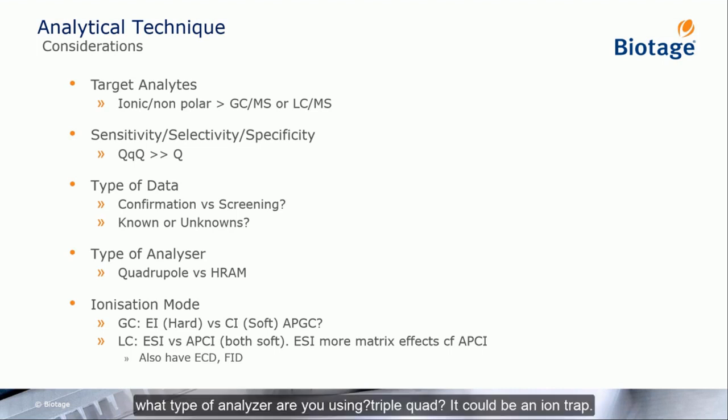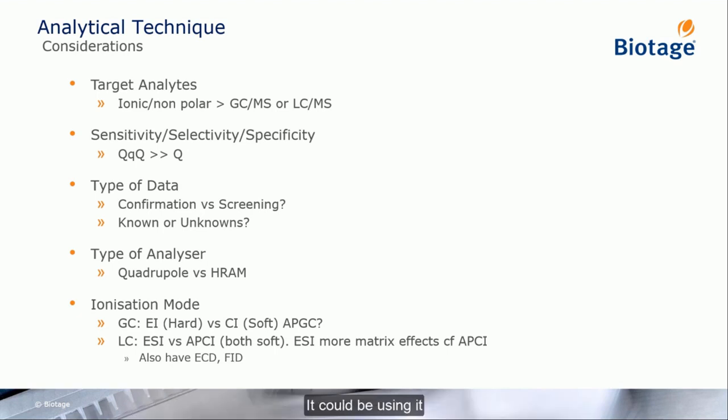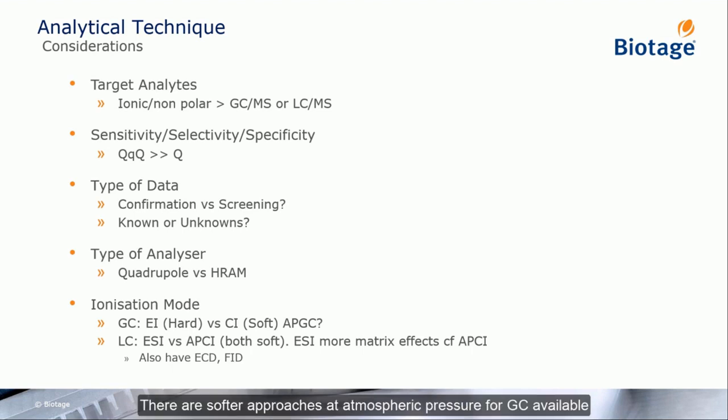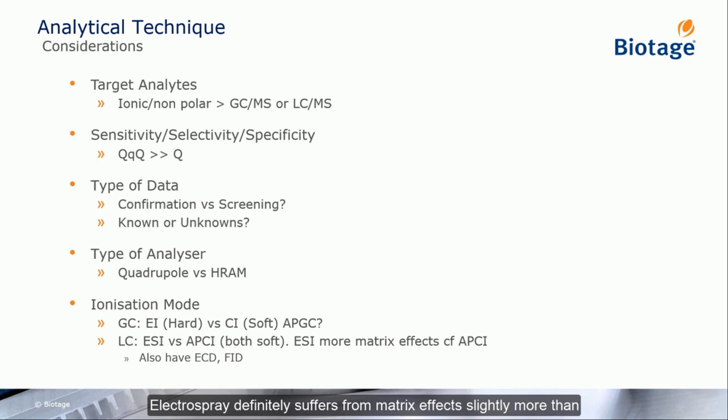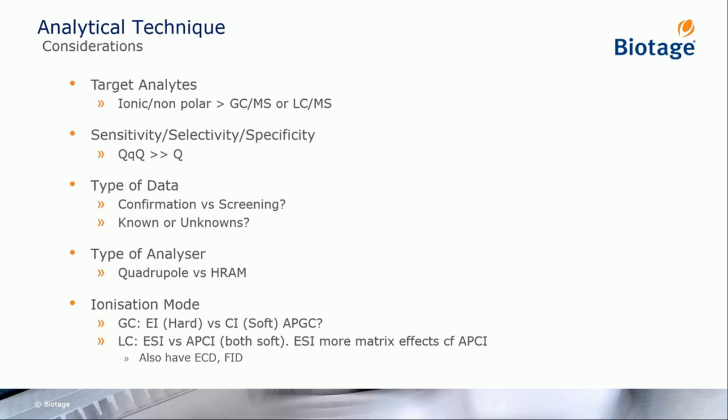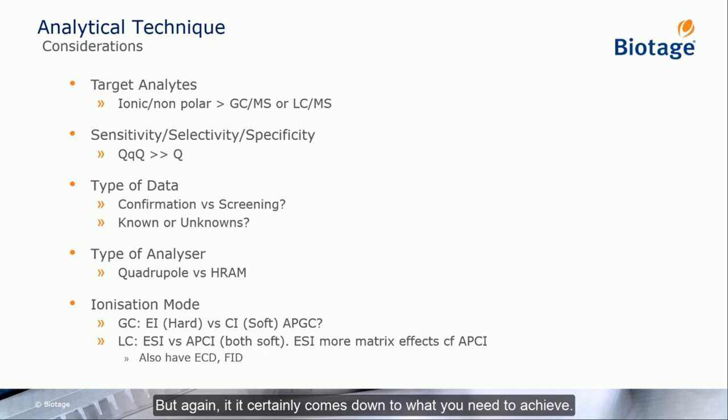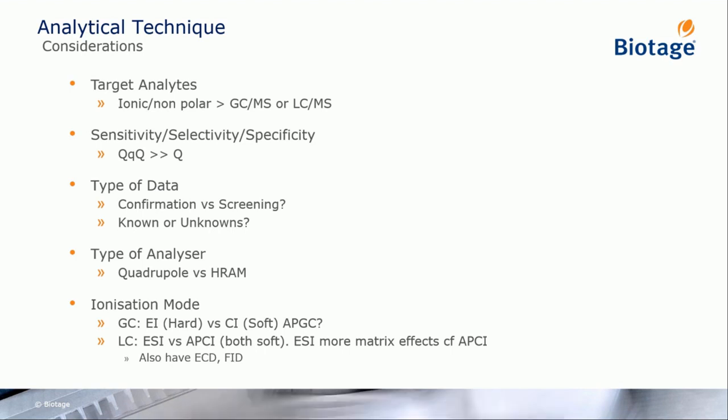What type of analyzer are you using? Triple quad, it could be an ion trap. You could be using high resolution systems. Ionization modes, well, we know GC typically use EI, CI. There are softer approaches with atmospheric pressure GC available these days. From an LC perspective, you have electrospray, APCI, the most common ionization modes. Electrospray definitely suffers from matrix effects slightly more than APCI, but again, it certainly comes down to what you need to achieve. You also have other options such as ECD, FID.